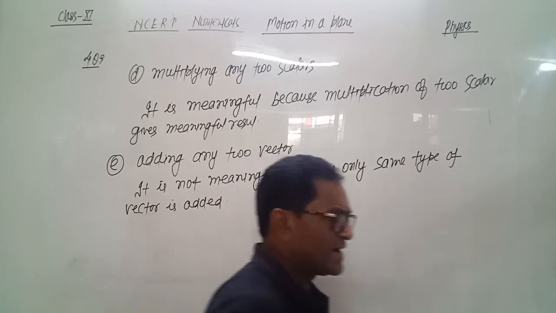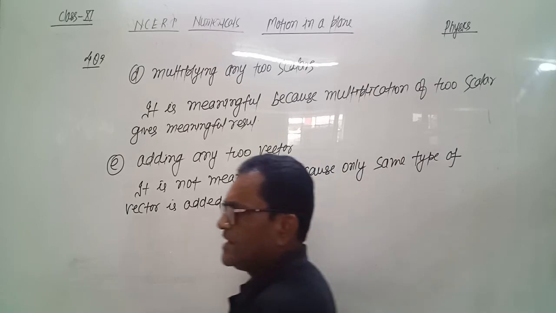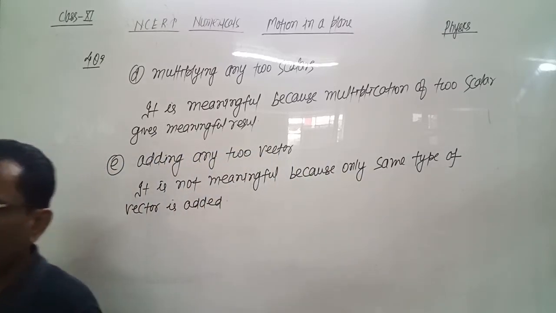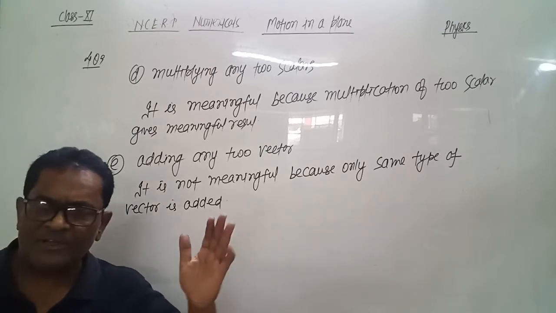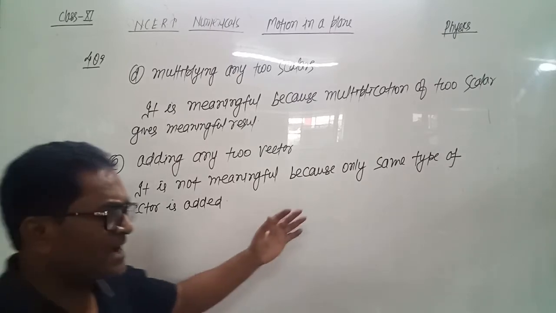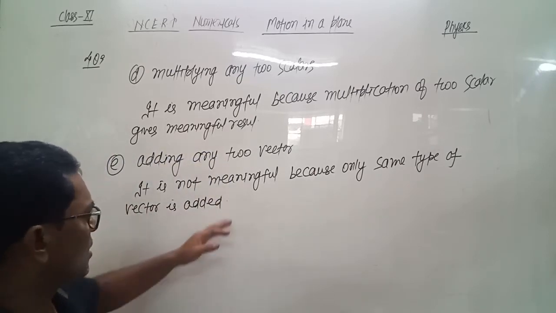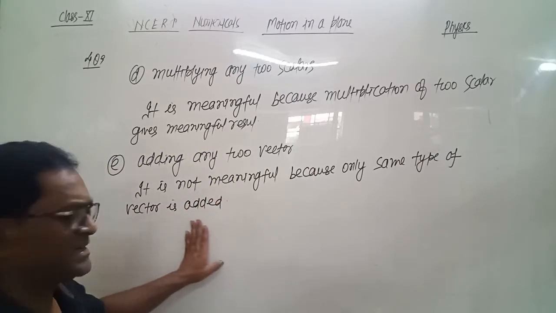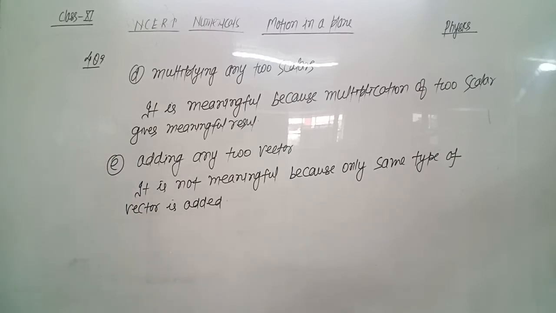Suppose there are two vector quantities, velocity and acceleration. Velocity is a vector quantity, acceleration is a vector quantity. So velocity plus acceleration is not meaningful. But velocity can be added with velocity, and acceleration can be added with acceleration. So only the same type of vectors can be added, not different types.